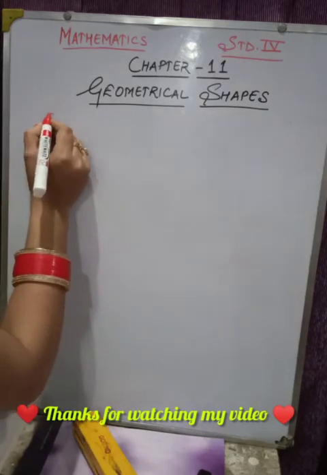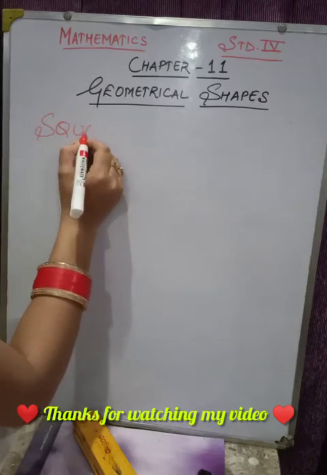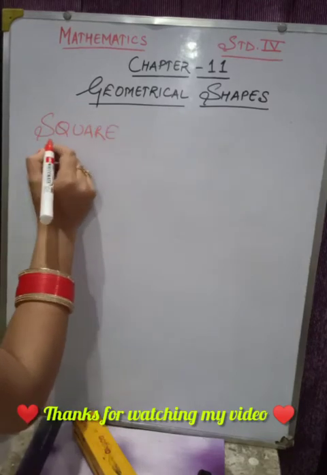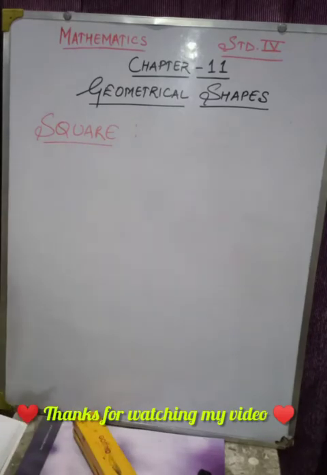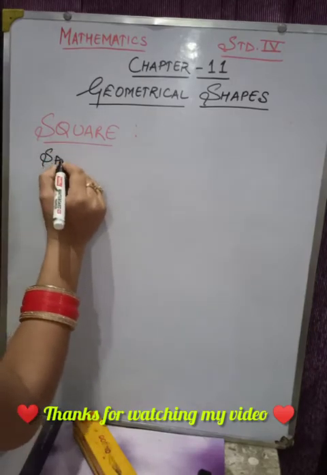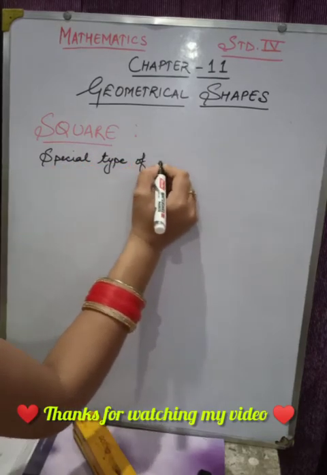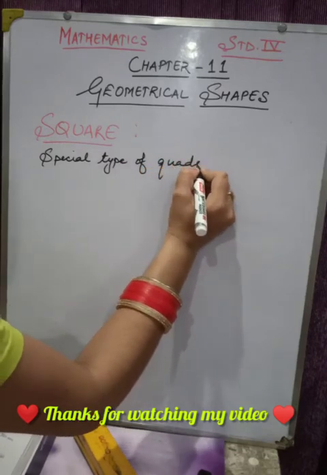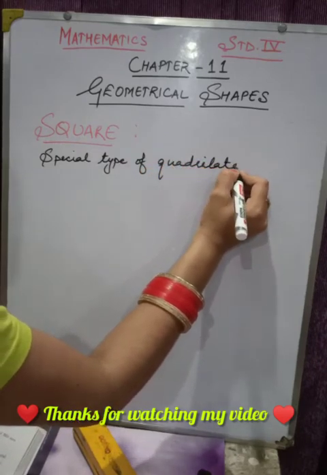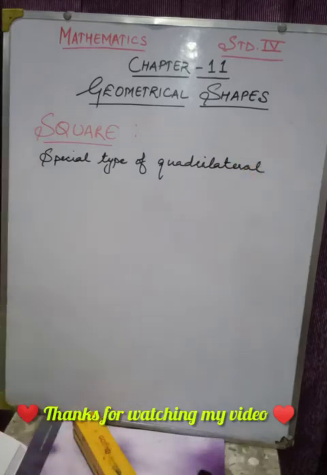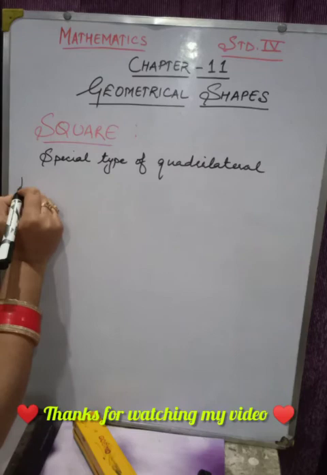Next is square. Square is a special type of quadrilateral. Why is it a special type of quadrilateral? Because square is also a 4-sided figure and it is also closed. So it is a special type of quadrilateral. So let's discuss the properties of square.